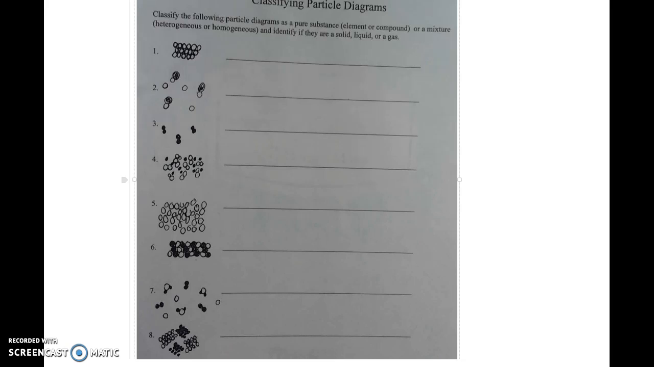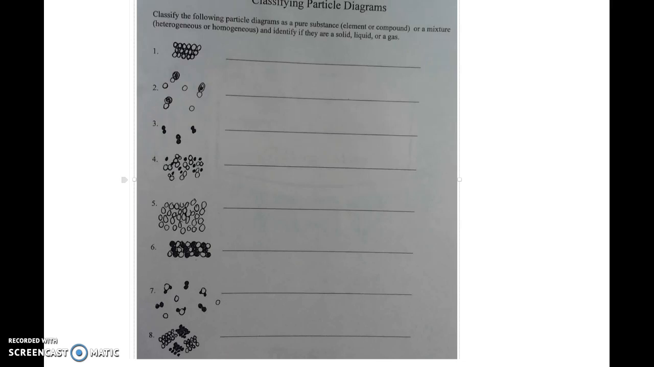So what we want to look at when we begin to look at these particle diagrams is first, how many particles are there? So remember, a particle diagram is a representation. It's a model, in this case, of matter. And it's depicting some aspect or characteristic of that matter for us.